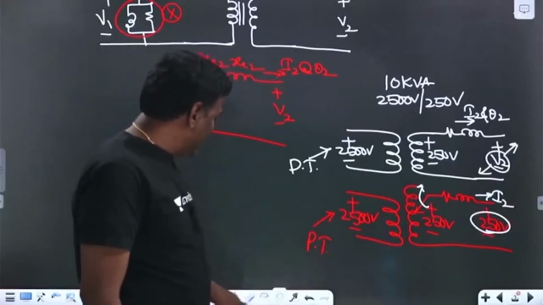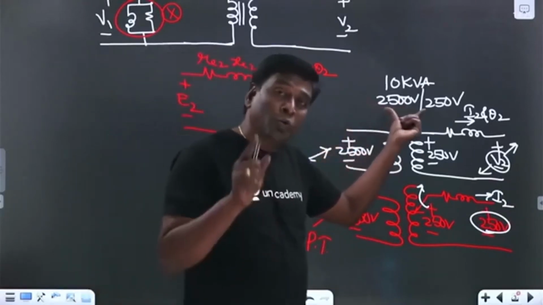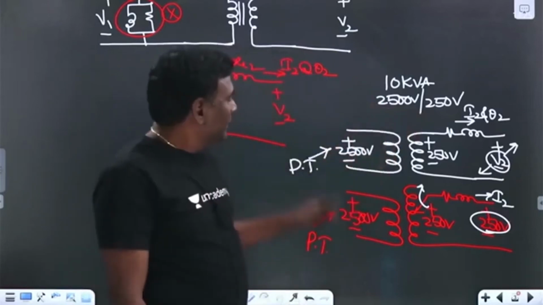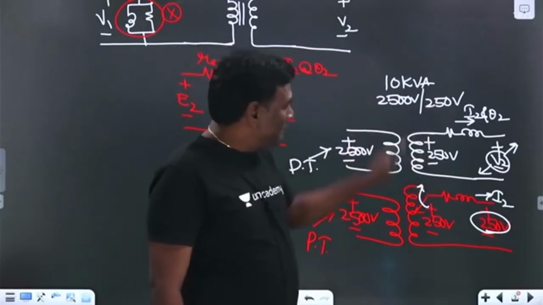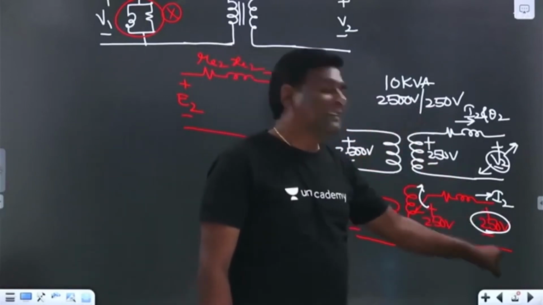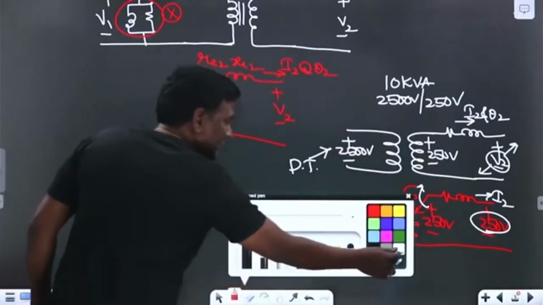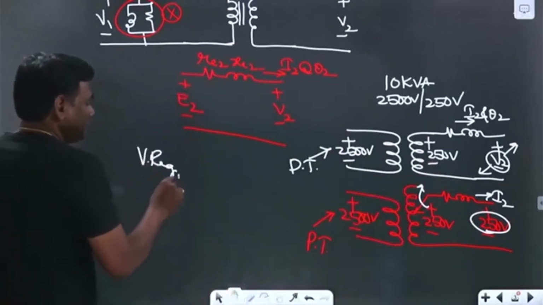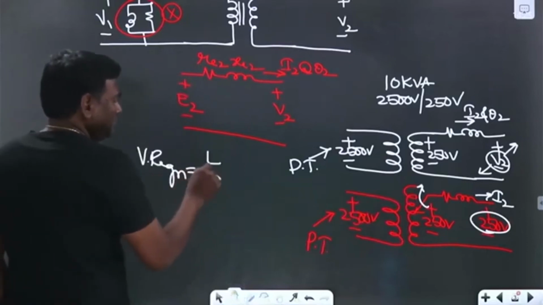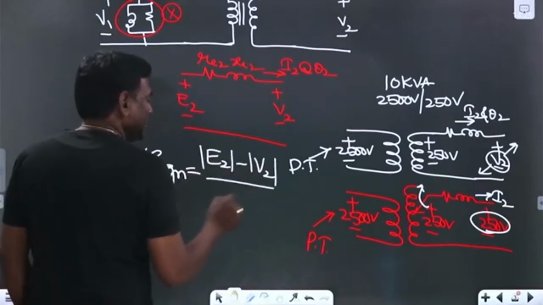Now ultimately in power transformer or distribution transformer, nameplate details are going to be rated voltage. Now in distribution transformer, no load voltage will be 250. In power transformer, at my terminals voltage is going to be 250. Now if I think of the voltage regulation equation, voltage regulation is nothing but E2 magnitude minus V2 magnitude divided by rated voltage.